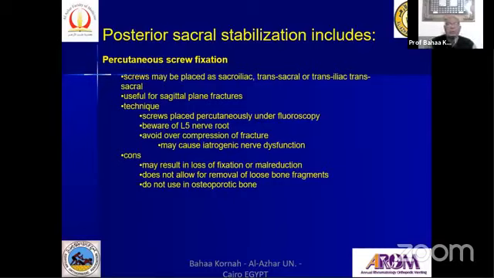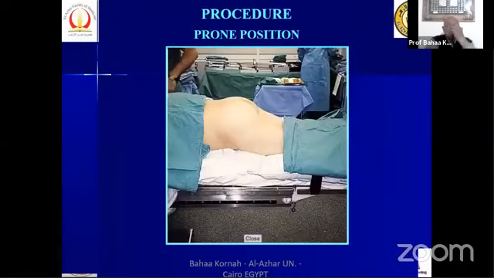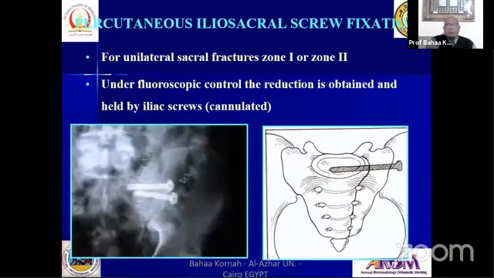Consequences: this may result in loss of fixation or malreduction, does not allow for removal of loose bone fragments if present in the fracture, and don't use this in the osteoporotic patient. This is the first method, and this is an example of the procedure for the percutaneous methods. And this is an example of the 2 screws, for a unilateral sacral fracture in zone 1 and zone 3. Under fluoroscopic control, the reduction is obtained and held by a cannulated iliac screw.